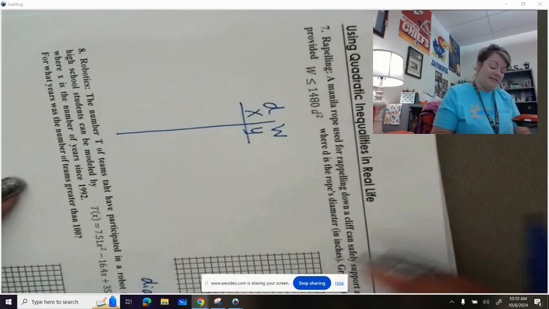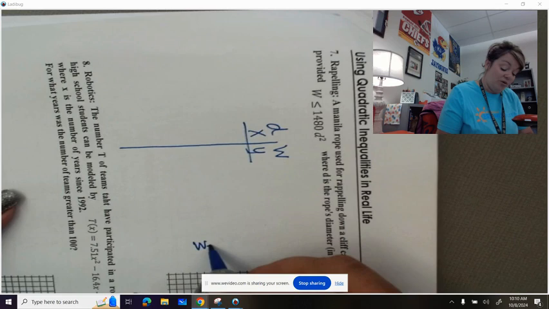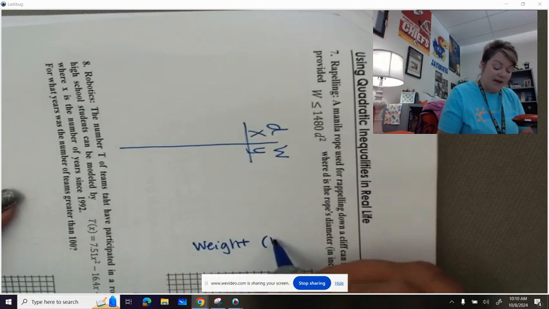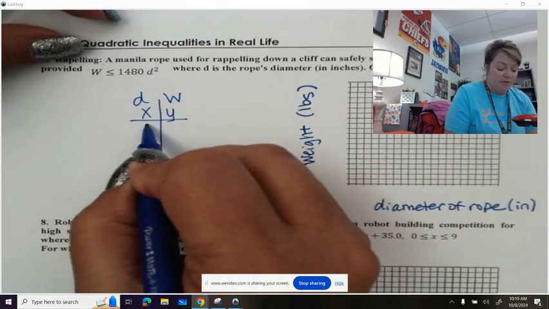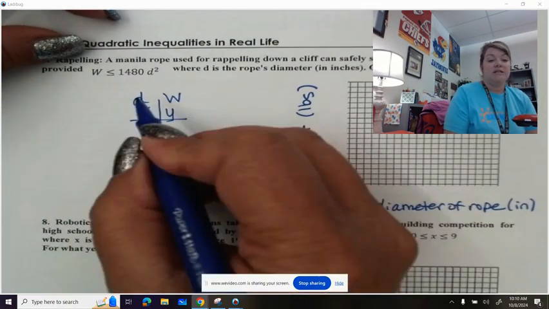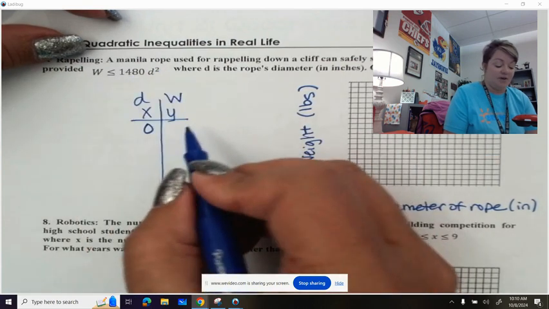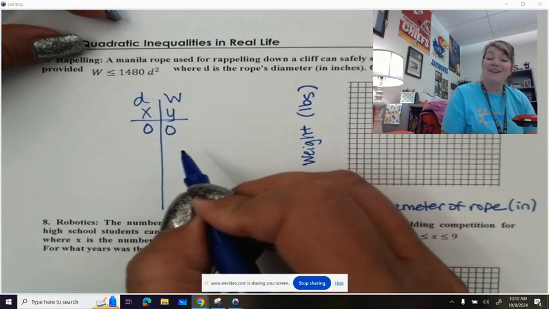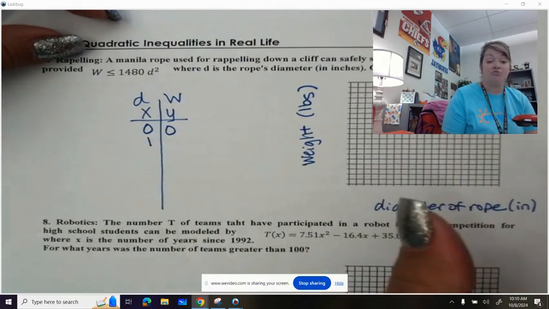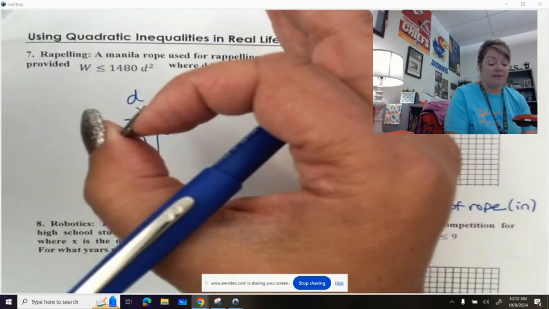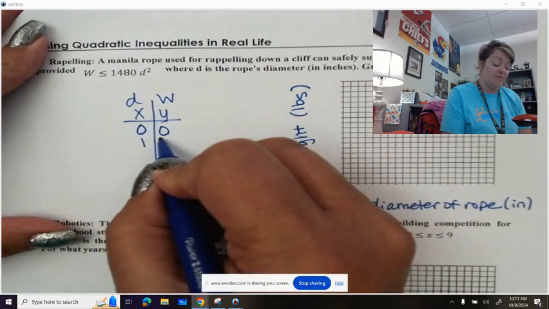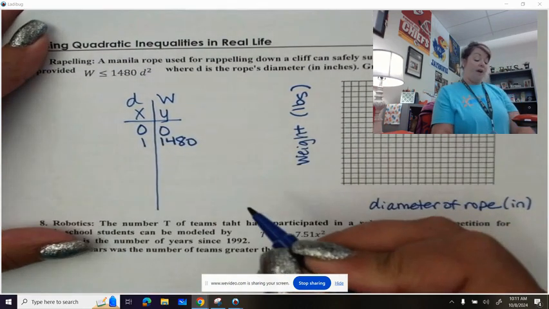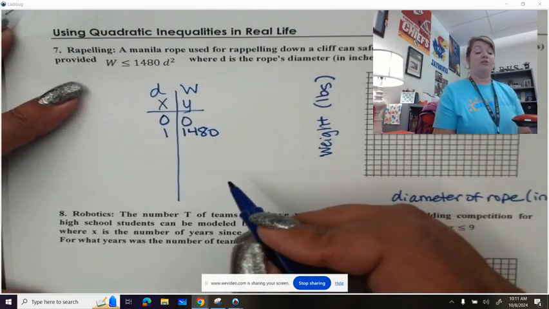And my y-axis is going to be the weight that it can hold, and that's in pounds. So let's try to figure some stuff out here. What if I don't have a rope at all? No diameter. So 0 squared times 1480 is 0. Okay. Well, what if the rope's diameter is 1 inch? So we've got a 1 inch rope. So the rope's diameter, the length across, is 1 inch. 1 squared is 1 times 1480 is 1,480. So a 1 inch in diameter rope can hold 1,480 pounds.